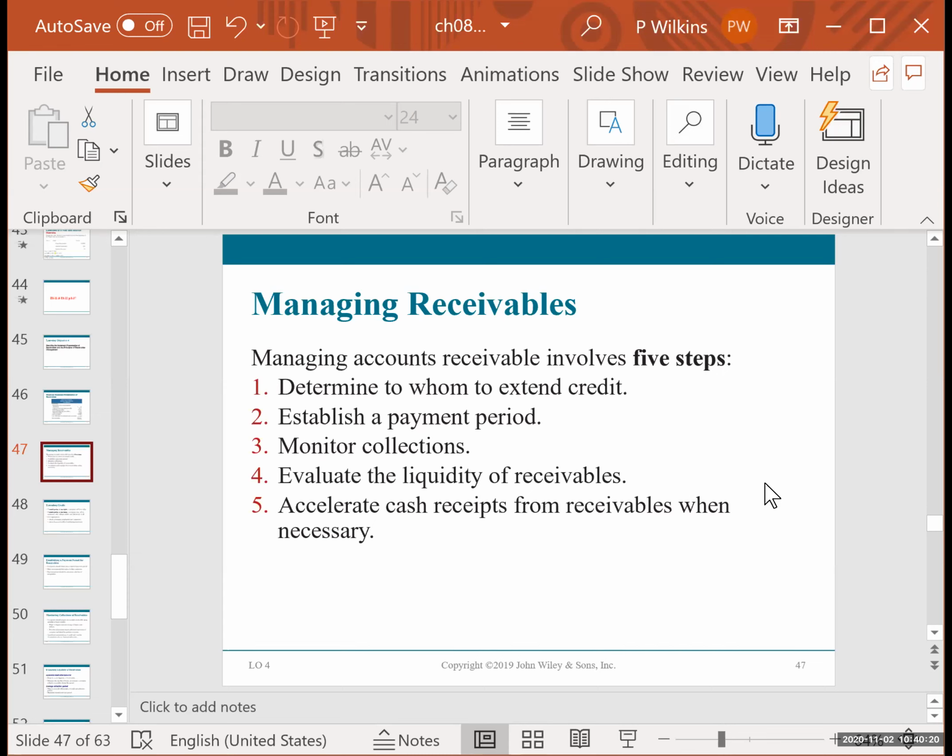But when you're managing the accounts receivable, the things that have to be considered are, you have to determine who you're going to give credit to. You have to determine what the parameters are. Like, is there a certain income level? Do they have to have a certain credit score? What are the different parameters that you have to take into account? You have to establish a payment period. Is it going to be 2/10, net 30? What is it going to be for accounts receivable? If it's notes, what are your notes going to be?